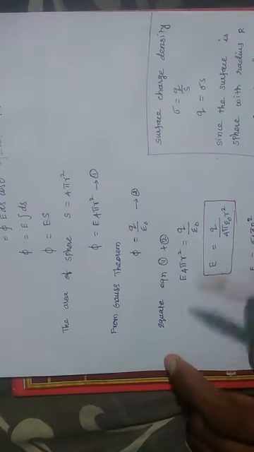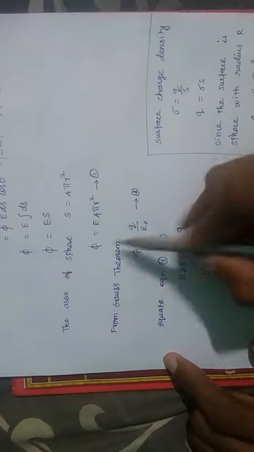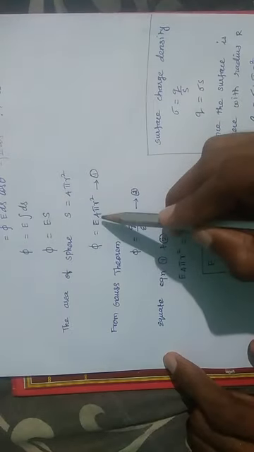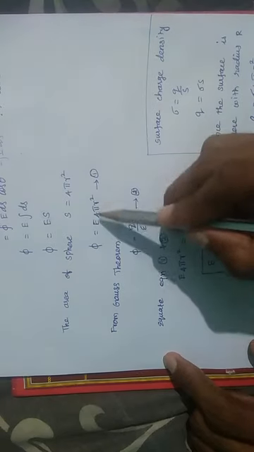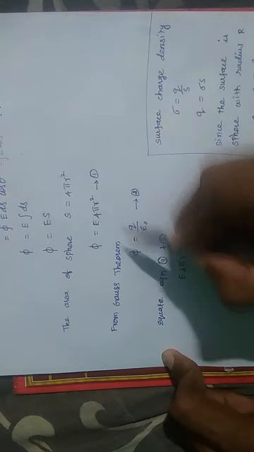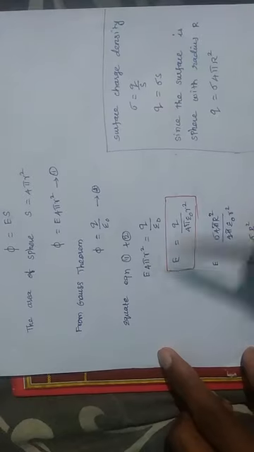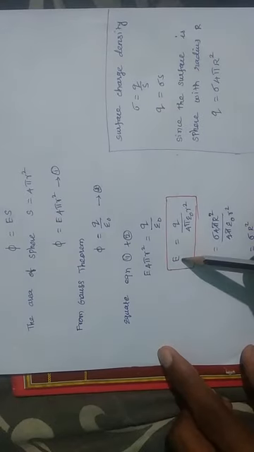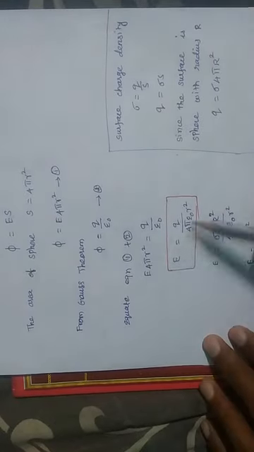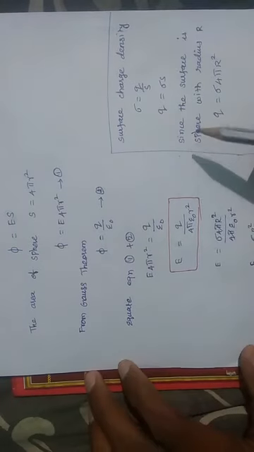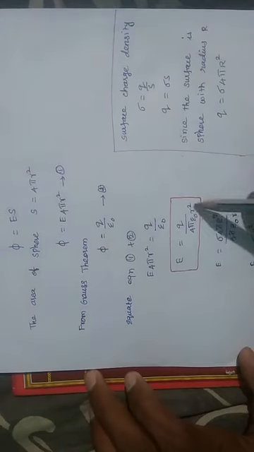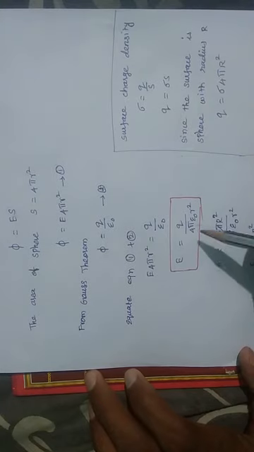Equating equations 1 and 2, instead of phi we replace E 4 pi r square. When you replace this, what you'll get? E 4 pi r square is equal to q by epsilon naught. We want E alone, so when you keep E on the left-hand side, the rest of the things go to the right-hand side. So E is equal to q by 4 pi epsilon naught r square. This is the electric field at a point outside the spherical shell.